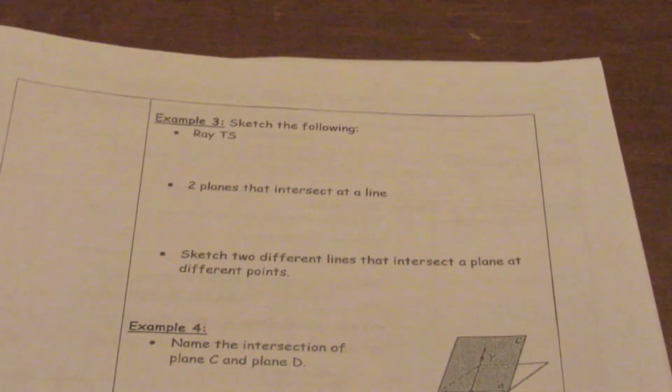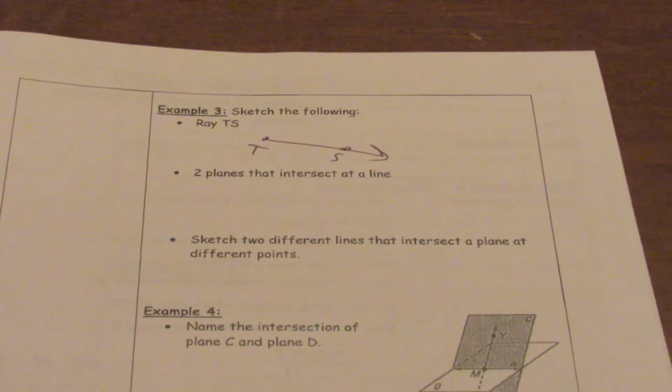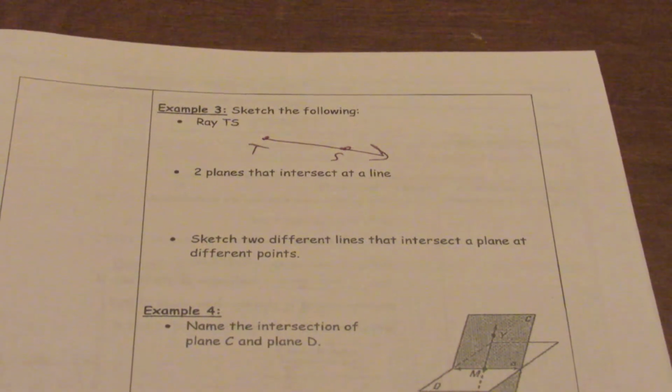A couple things on sketching here. All right, sketching your ray is easy. TS, you just start a point, name that T, draw an arrow, put a point on there, label that S. Doesn't matter what direction you go to.